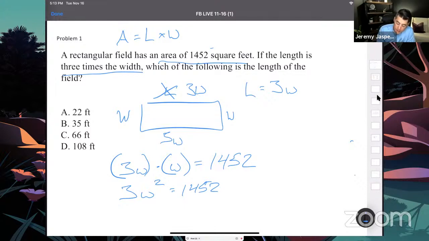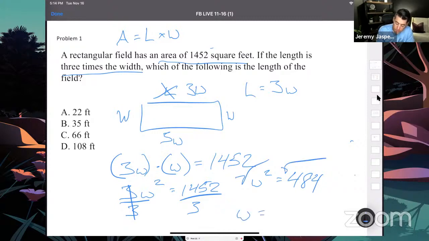Since there's a 3 on the outside, right, we've got to get rid of this 3 first. So in order to do that, we divide by 3, canceling the 3, and we end up with W squared is equal to 1452 divided by 3, and you get 484. Now, how do we get rid of a squared? Well, what's the opposite of squaring something? It would be square root. So we square root both numbers, and we get W is equal to 22.